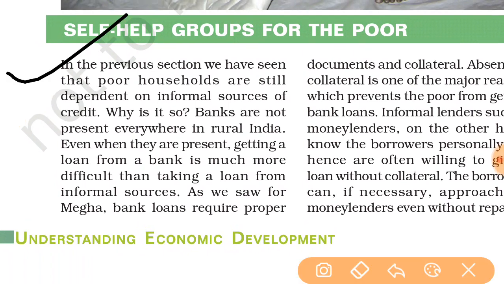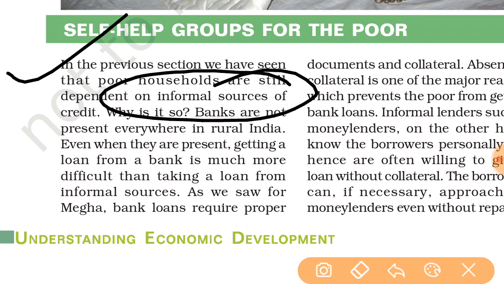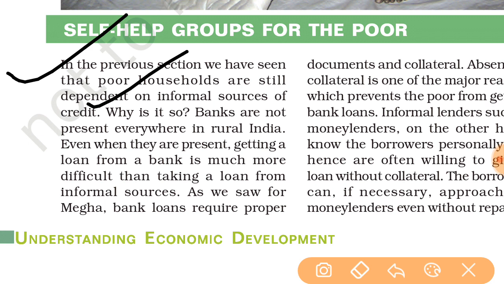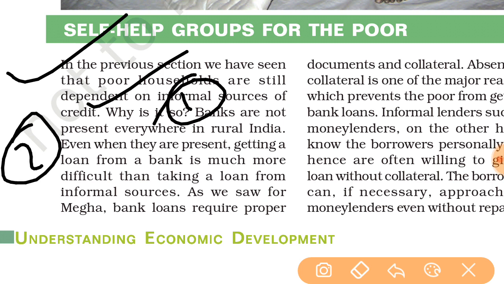In the previous section, we discussed that the poor households are still dependent on informal sources of credit. Why is it so? One reason: banks are not present everywhere in rural India. And the second point: even when they are present, getting a loan from a bank is much more difficult than taking a loan from informal sources. So due to these two main reasons, the poor people are still dependent on informal sources.